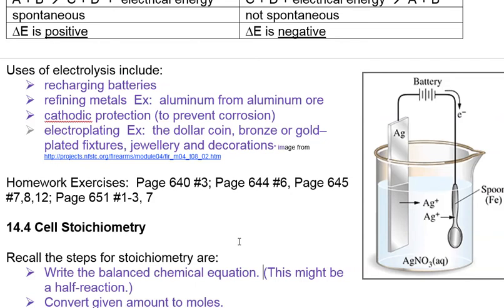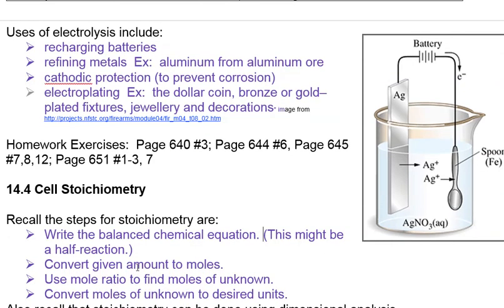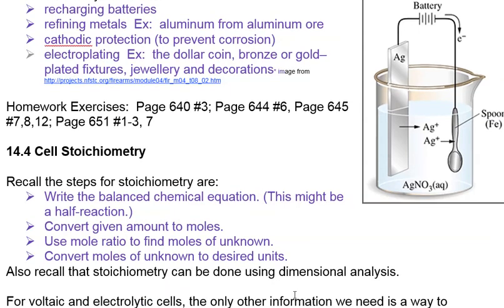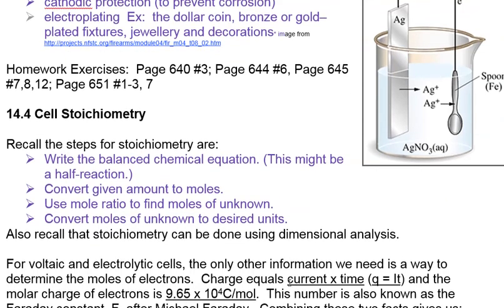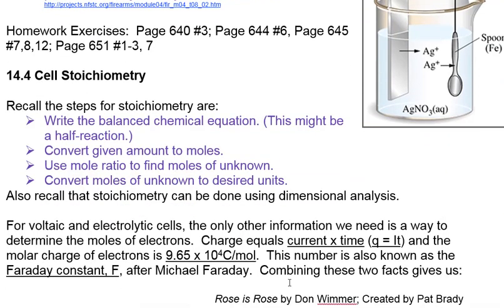Same as our usual steps of stoichiometry though: write our balanced equation, convert to moles, use the mole ratio, and then convert to whatever units we need. So with these, we have some formulas that we're going to look at, but they can also be done using dimensional analysis should we choose to. So the other really big important piece of information we need here is what's happening with that current. And this involves a few calculations we haven't looked at before.